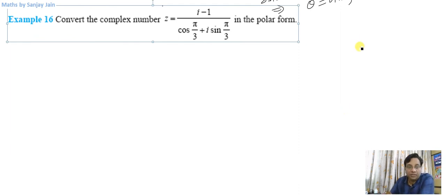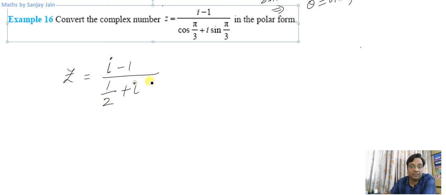Now we need to convert this complex number, iota minus 1 divided by cos pi by 3. What is cos pi by 3? It is 1 by 2, and sin pi by 3 is root 3 by 2. We need to convert this into polar form. So let us first of all bring it into a plus iota b form, then we will proceed.